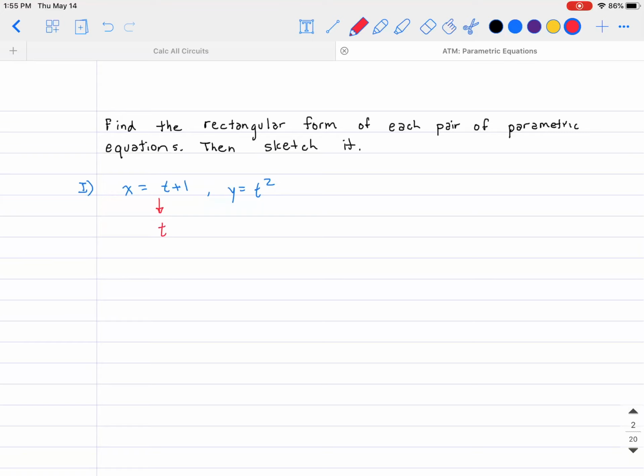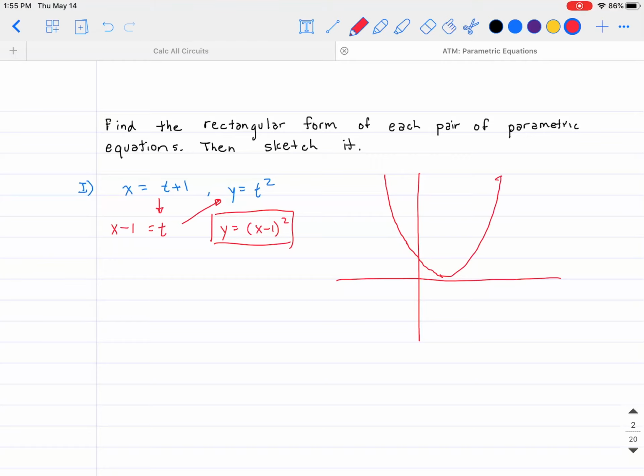So t is equal to x minus 1, and we make the substitution. We get y is equal to (x minus 1) quantity squared. This is going to be our actual graph, and that technically is something we know how to graph because it's an equation from a while back. This is just a parabola that's shifted to the right by 1 unit. Graphing that out, we have something that looks like the following right here. This is going to be the curve of our graph.